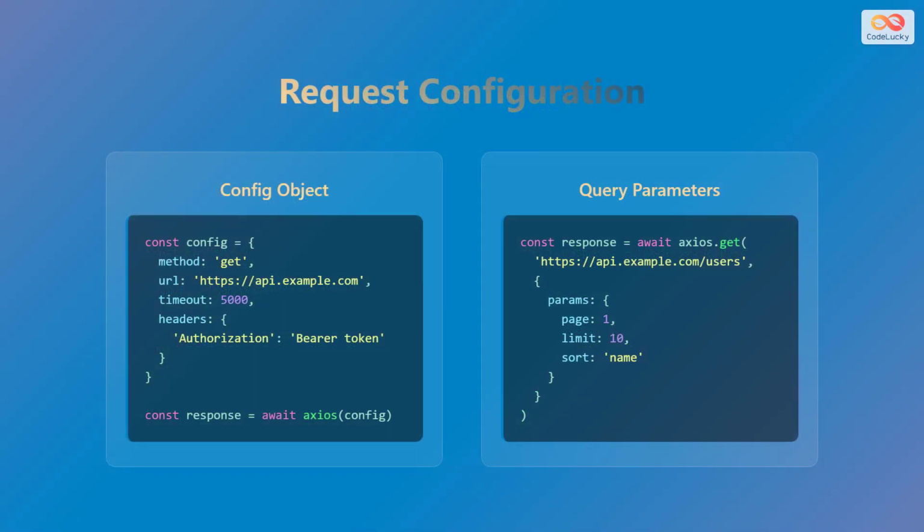Axios allows you to configure your requests using a config object. This object can include properties like method, URL, timeout, and headers. You can also pass query parameters with your GET requests by including a params object with properties like page, limit, and sort.